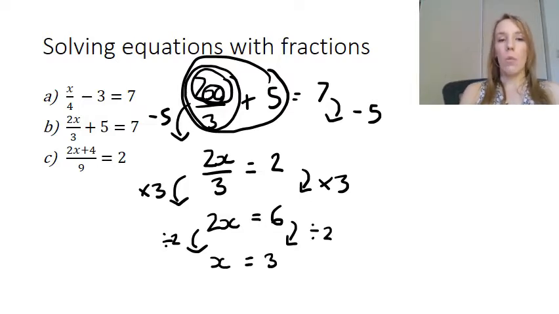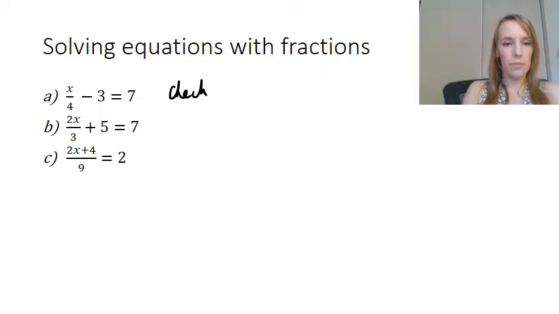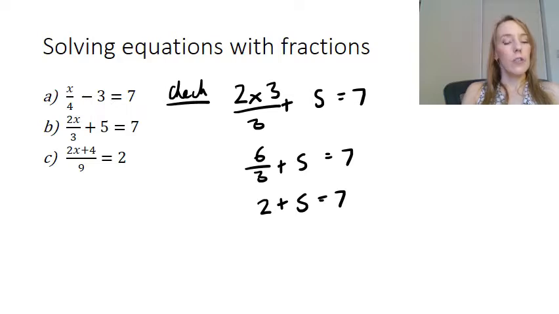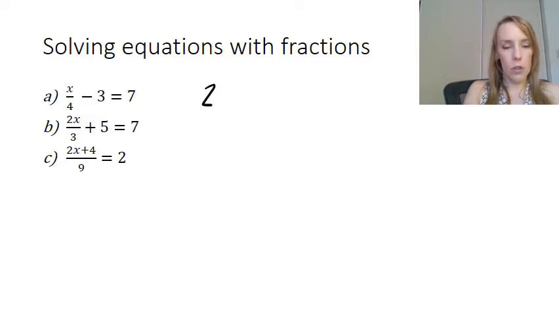If we're wanting to check, I'll just clear the screen so I've got more space. We'll check. So x equals 3. So 2 times 3 divided by 3 plus 5 equals 7. So 6 divided by 3 plus 5 equals 7. 6 divided by 3 is 2, plus 5 equals 7. 2 plus 5, 7 equals 7. Yes, we're correct. Good. Okay, and our last one, we've got 2x plus 4 divided by 9 equals 2.